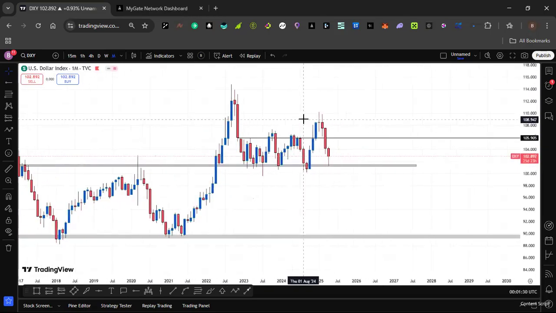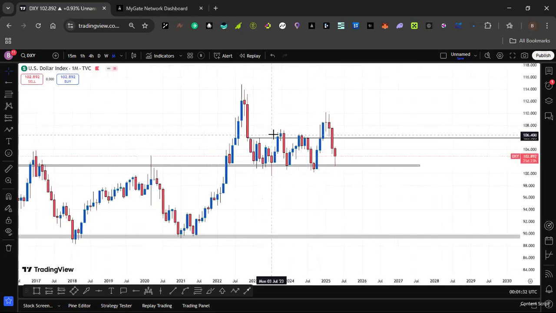On the monthly time frame, as you can see, this is a resistance level on the higher time frame. This is a monthly chart now. This is a resistance level. As you can see, this level has already pushed price down a couple of times. This is the third time now.